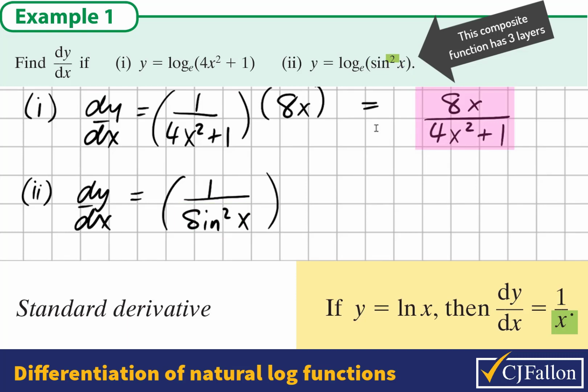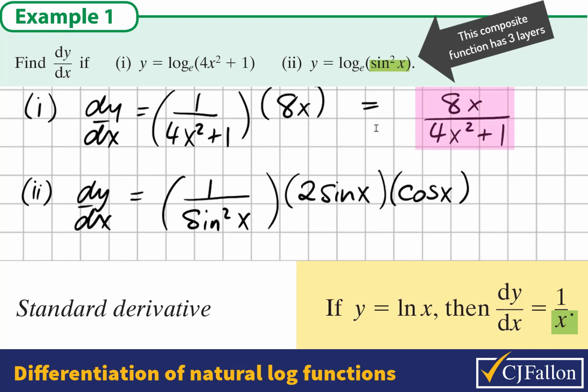Next, we're going to differentiate the sine squared x. So that's sine x to be squared. So this becomes 2 times sine x reduced to the power of 1. And lastly, we're differentiating sine x itself. That's the inside layer. And sine x, when we differentiate it, gives us cos x.